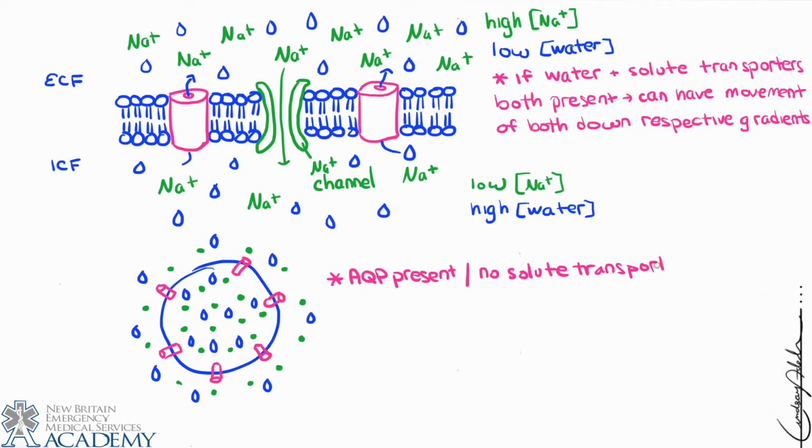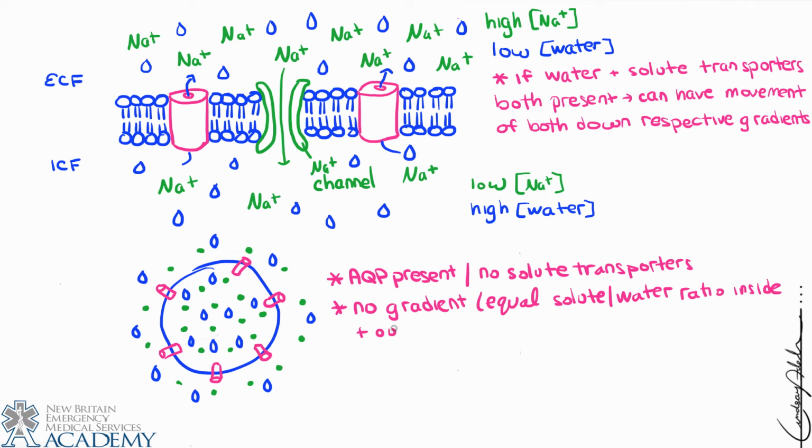So what I want to point out here is that the way we've drawn it, and we just kind of have to take my word for it, I guess, there's no gradient. There's an equal solute concentration inside of the cell and outside the cell, and an equal water concentration inside of the cell and outside the cell. So because there's an equal solute water ratio, there is no gradient. There's no difference. That doesn't mean, however, that there's no movement.